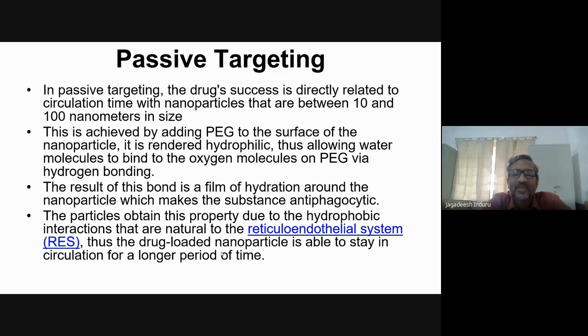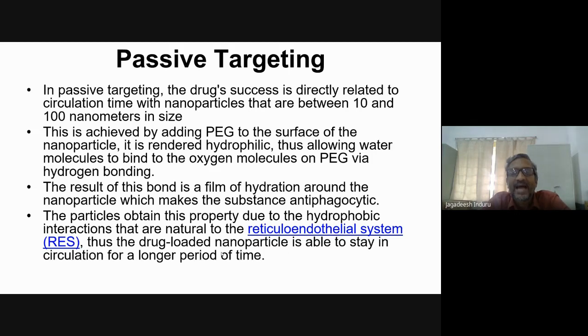It will have enough time for permeation into the site where you want to target. Otherwise, before the journey itself, it will be caught by this police and taken to jail, and given a little punishment, and it will not reach the target, because we have a defense not to allow this drug to reach the target site. So we are blocking that by converting the hydrophobic surface into a hydrophilic one, which gives the antiphagocytic effect. So the particle obtains this property due to the hydrophobic interactions that are natural to the reticuloendothelial system. So the drug-loaded nanoparticles are able to stay in the circulation for a longer period of time.